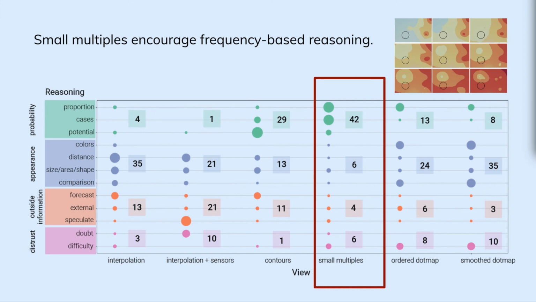With small multiples, which is showing these 9 different outcomes, a lot of people really liked this design. People talked a lot about proportions, how likely something is to happen versus not, or the best case to worst case scenario. And a lot of users were most confident with this view, and people often developed their own individual strategies for interpreting these maps, which was really interesting.